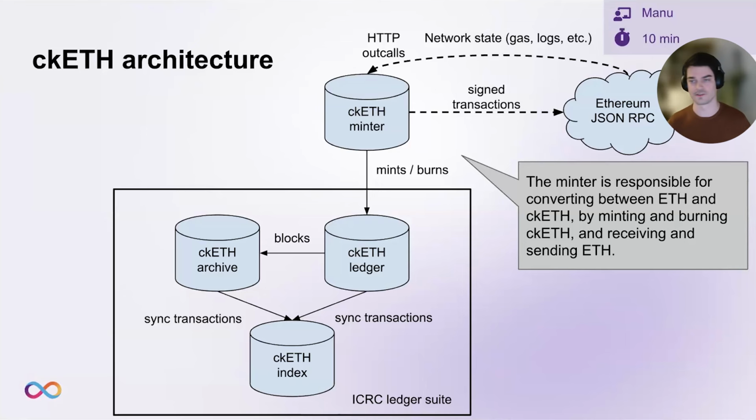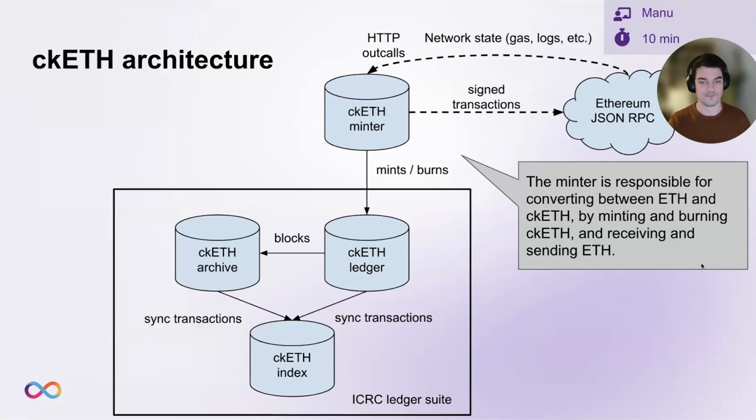That ckETH minter canister is responsible for maintaining this relation between native ETH and ckETH. So you can send native ETH to the ckETH minter and then you get ckETH in return, and vice versa. If you have ckETH, you can burn it and get native ETH in return. And the ckETH minter does this by looking at the Ethereum network state and using threshold ECDSA to sign transactions and all these things.